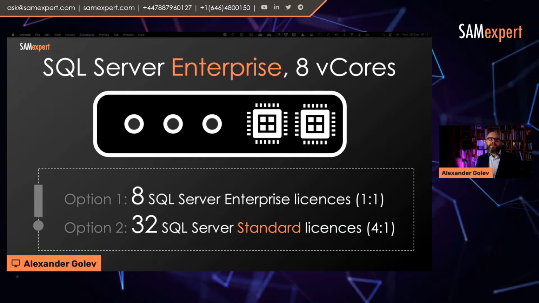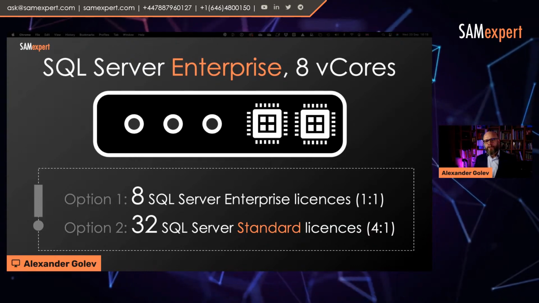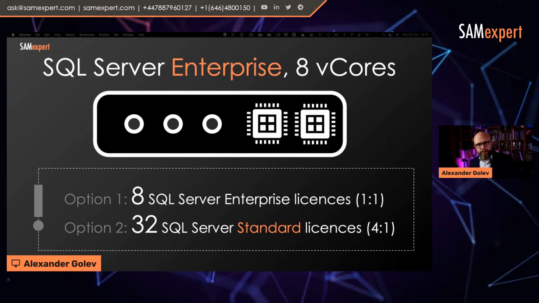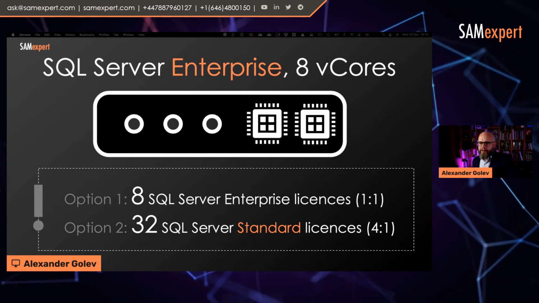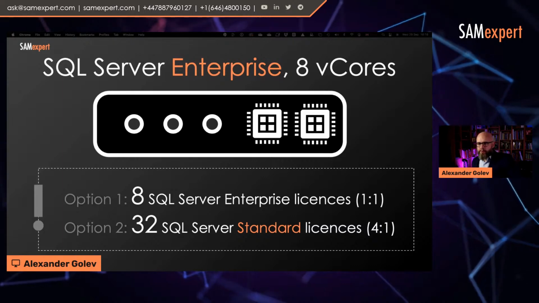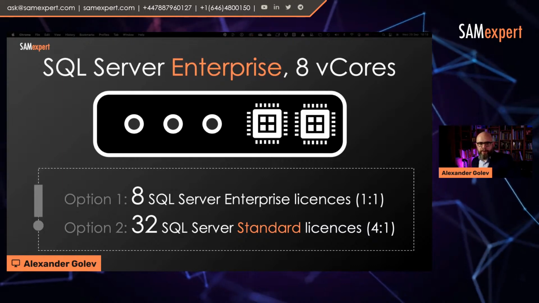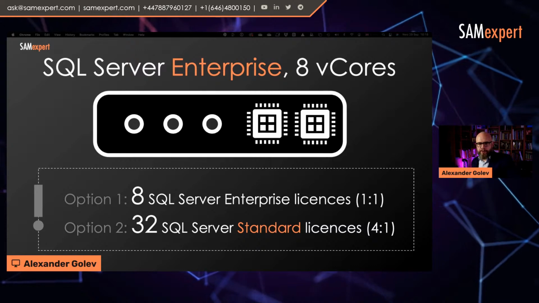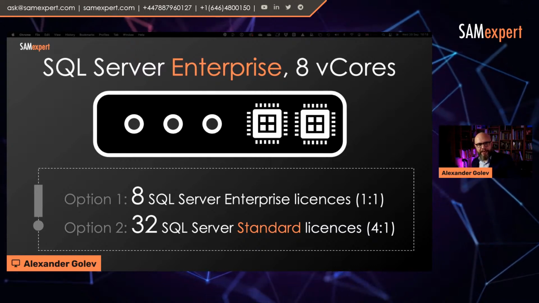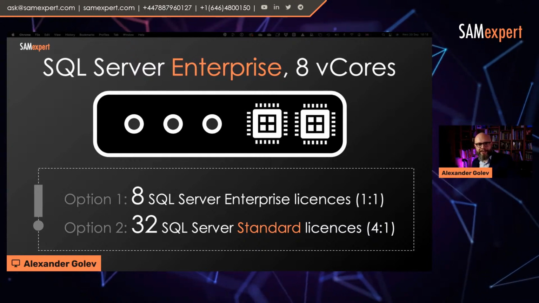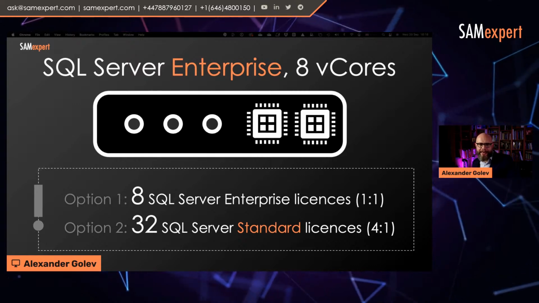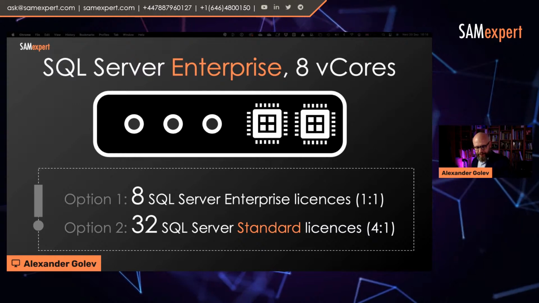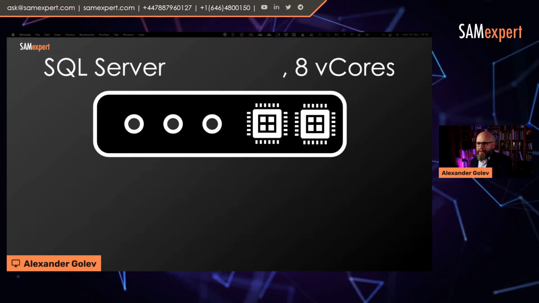So you have a SQL Server Enterprise virtual machine. In a virtual machine, that's your instance that you configured, infrastructure as a service. This is an 8-core instance. You may either assign just 1-to-1, 8 SQL Server Enterprise licenses, or you may also assign 32 SQL Server Standard licenses to it, just using multiplication of 4. How great is that? I think it's great. I think it's another unfair advantage that Microsoft created for Azure.